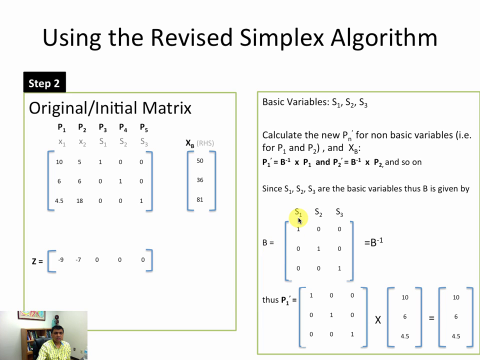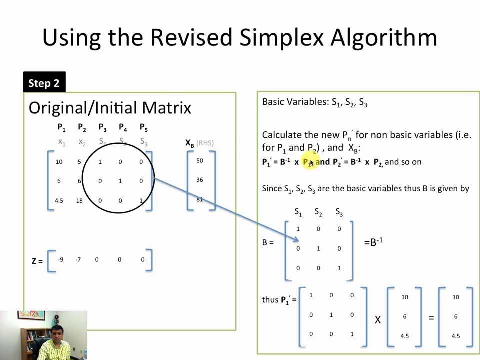In this case, our basic variables are S1, S2 and S3. So the matrix that we have for B is given by the values that we have in the columns of the basic variables. So B is equal to 1, 0, 0, 0, 1, 0, 0, 0, 1. And as I said, the inverse of an identity matrix is the matrix itself. So in this case, B inverse is equal to B.